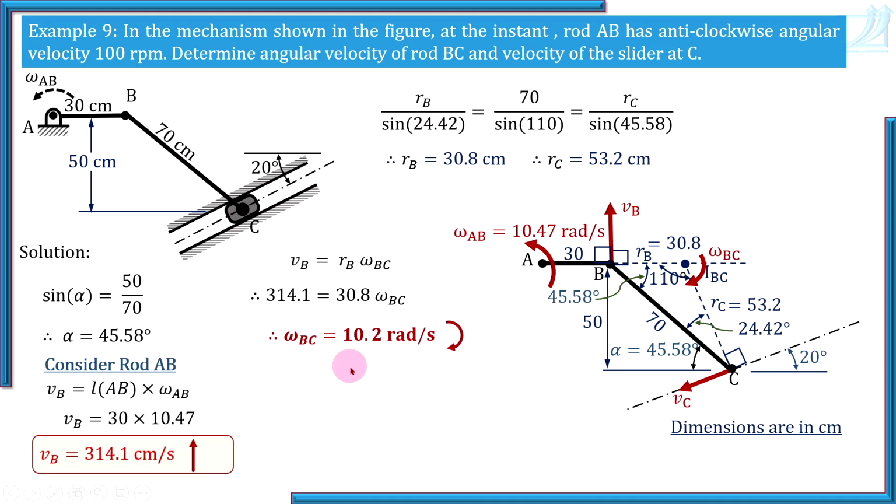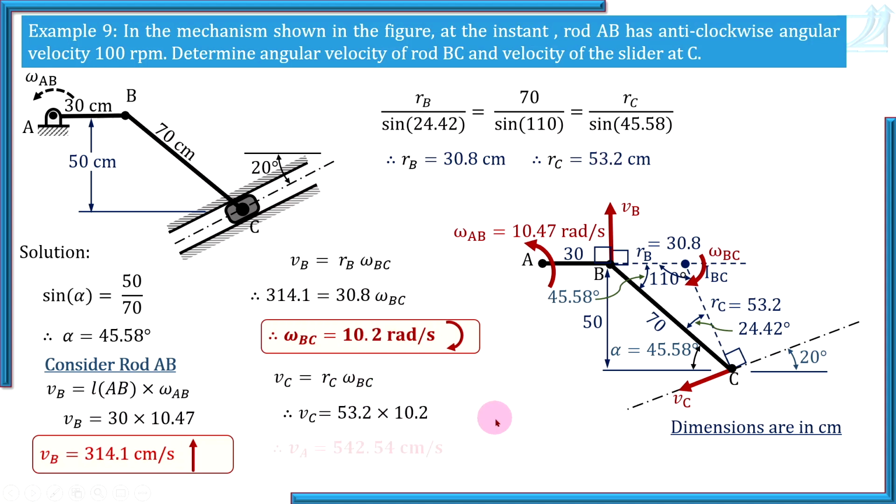So we have found out omega BC. It is clockwise. Show direction in the answer. And VC is equal to RC into omega BC. So RC is 53.2 into omega BC is 10.2, and we have found out VC.